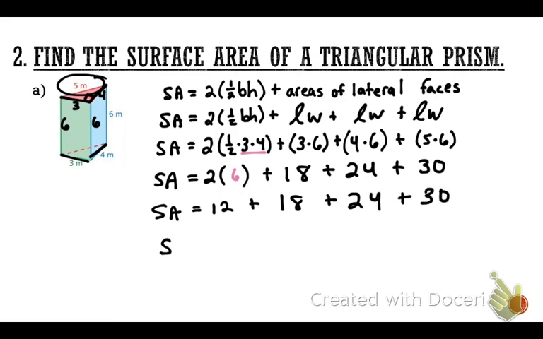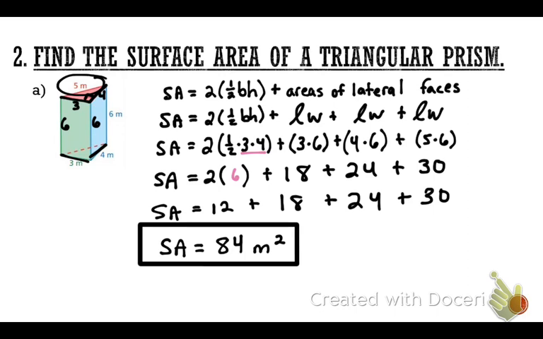And when you add all of those up, you find that the surface area of this triangular prism is going to be 84 meters. And then you got to remember, because we're finding the area here, we are going to square those units.